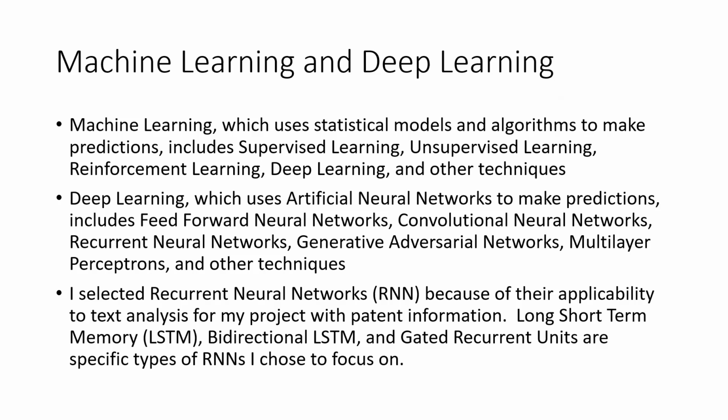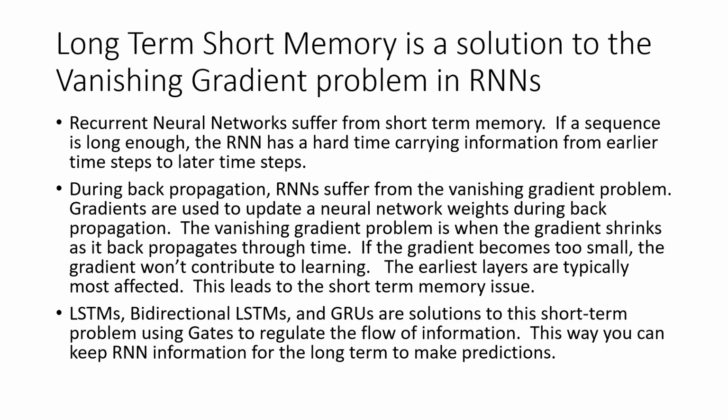And I'm using recurrent neural networks because they're applicable to text analysis. Long short-term memory, bidirectional LSTM, and gated recurrent units are specific types of RNNs that I chose to use in my project. So what is long short-term memory? I mentioned it's an RNN. Well, it's actually a solution to the vanishing gradient problem that RNNs suffer from.